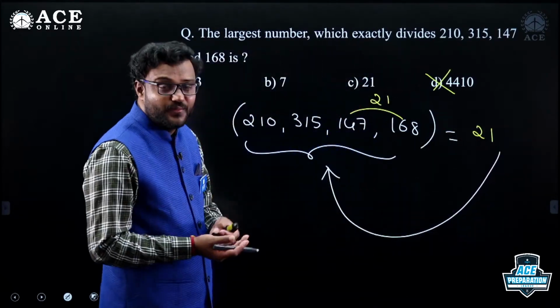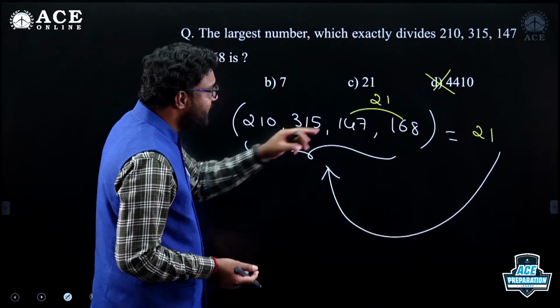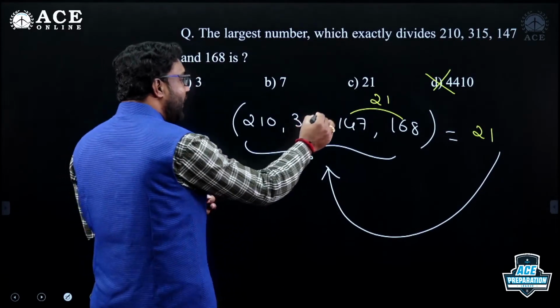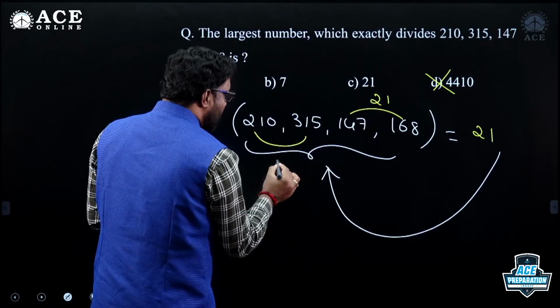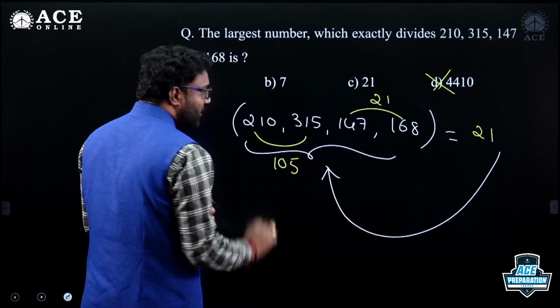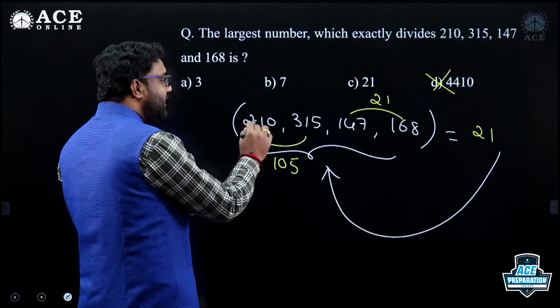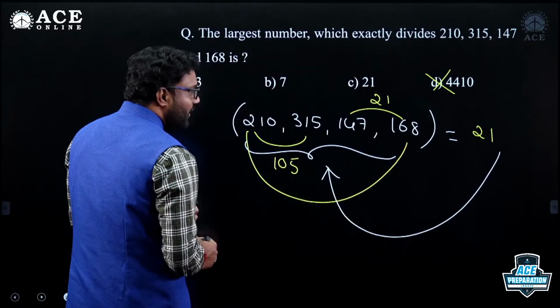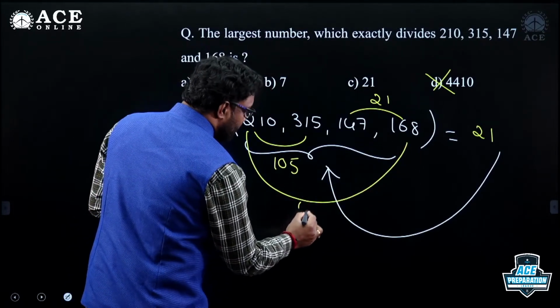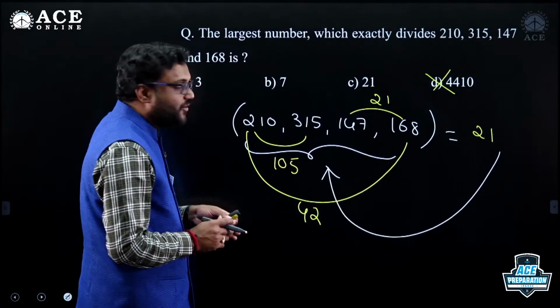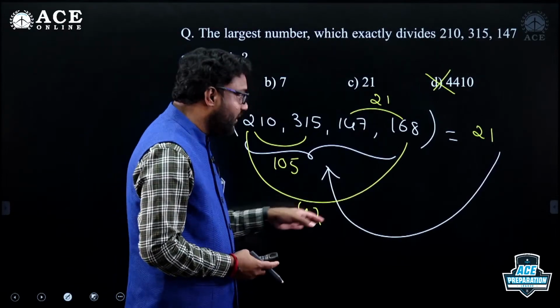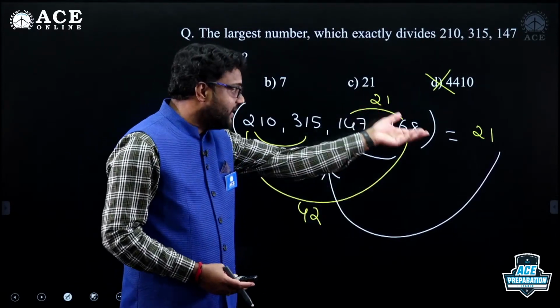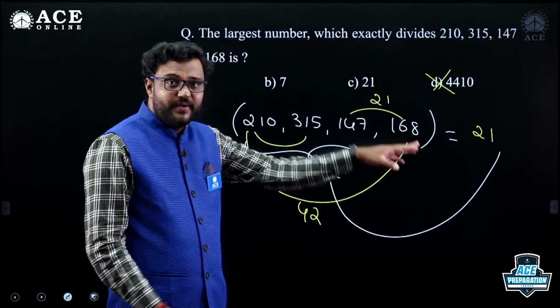Or else, what should we do? Here, you can also work on the differences. I gave only one difference. Here, this difference is 105. Okay, you can take this difference also, the first and last difference also. Here, how much? 42. These differences should be divided by your answer. Yes, 42 is divided by 21. 21 is divided by 21. 105 is divided by 21.